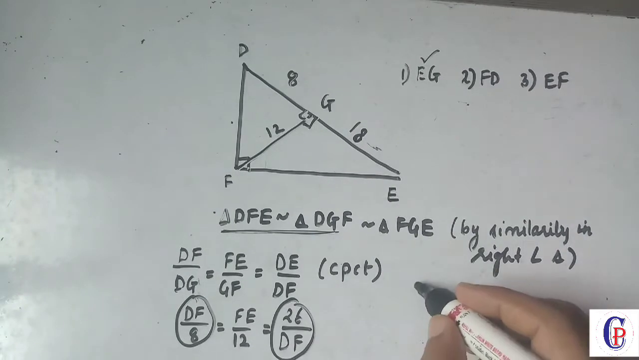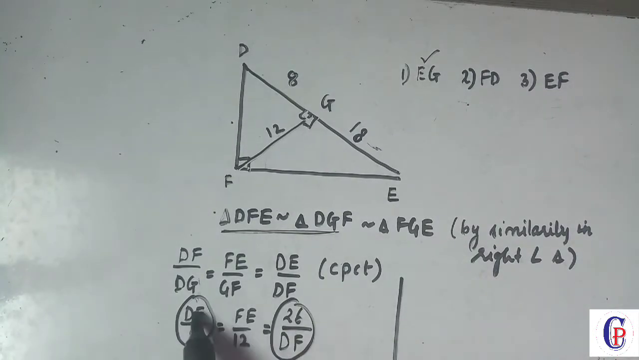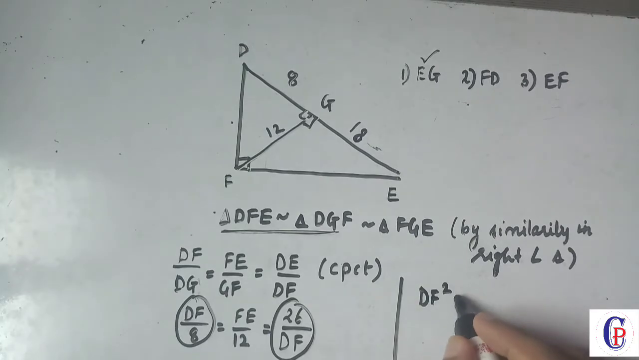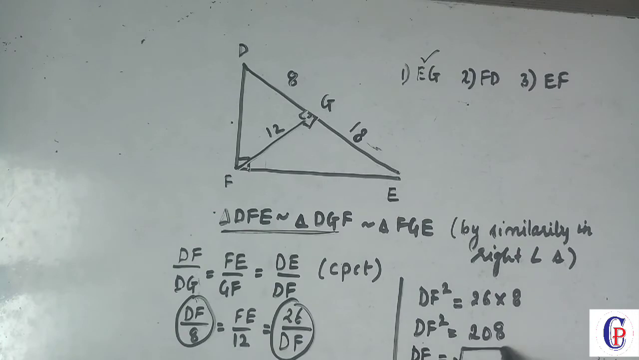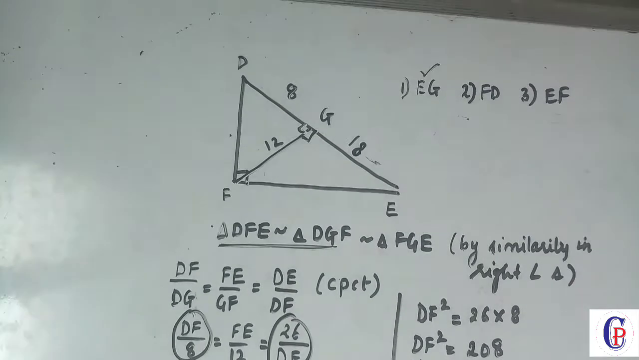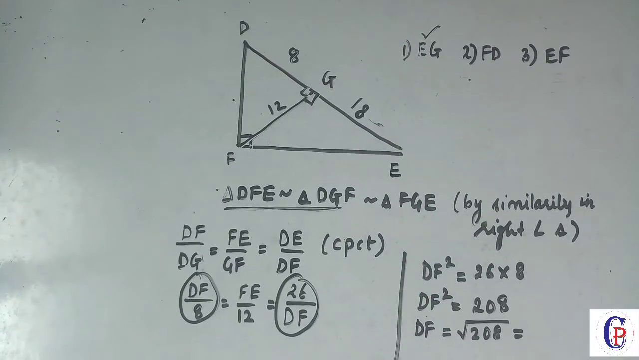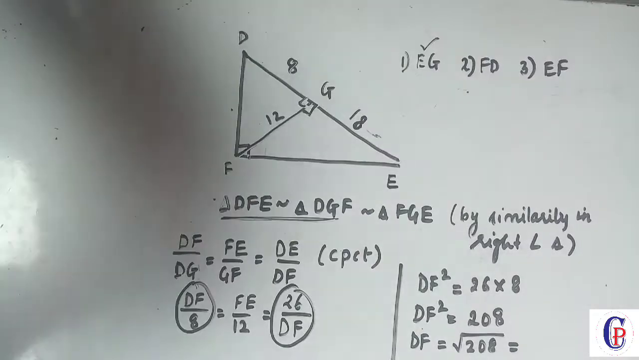If I cross multiply the first and the last ratio, I will get DF square is equal to 26 into 8. So DF square is 26 eights, which is 208. So what is the square root of 208? How will you find the square root of 208?